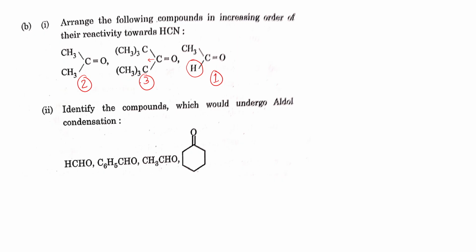Identify the compounds which would undergo aldol condensation. For aldol condensation, the condition is that at least one alpha hydrogen must be present. This is formaldehyde, it doesn't undergo. Benzaldehyde doesn't undergo. CH3CHO, yes. Acetaldehyde undergoes aldol condensation. This one also, this is C=O. With respect to this, this position is alpha. This is also alpha, and this is having two hydrogens each. So this one will also undergo aldol condensation.